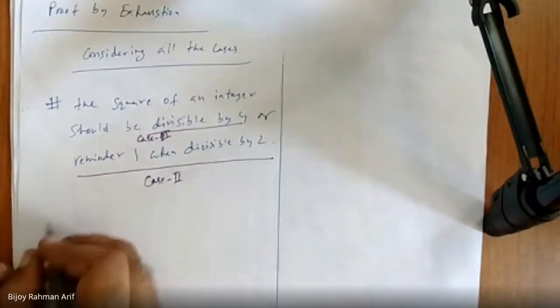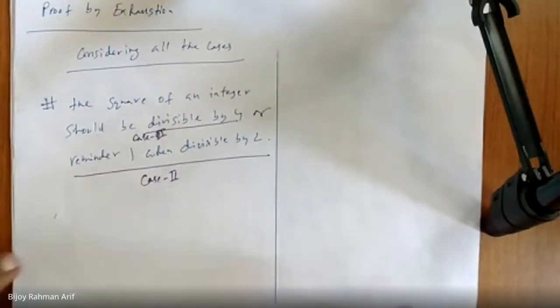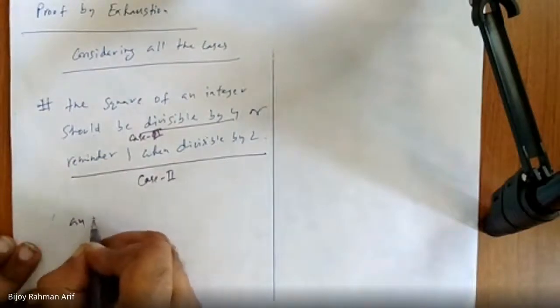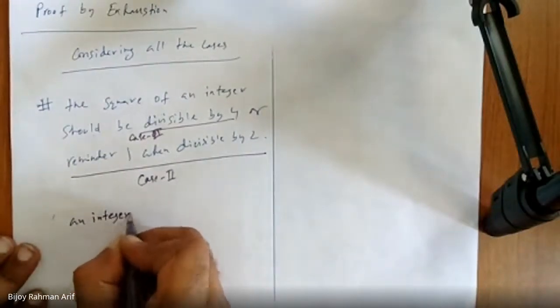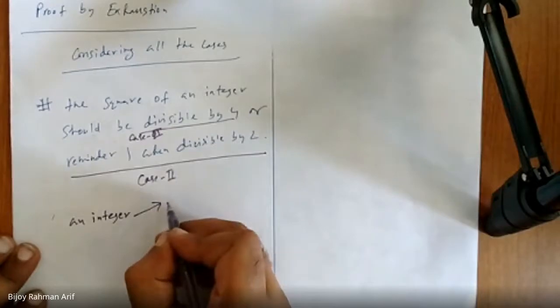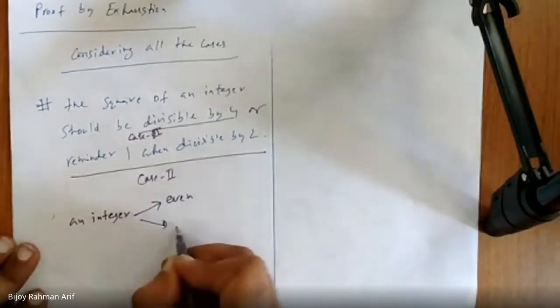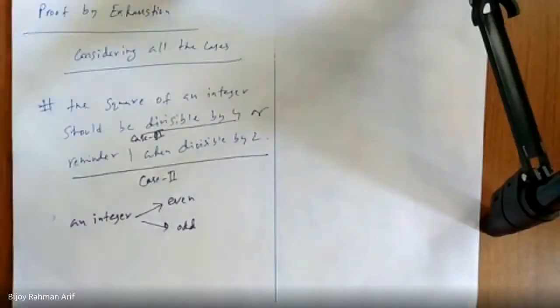Okay, guys. So how can you prove that one? An integer can be what? Can be two types. What are those? It can be even or odd. Do you agree with me on that? An integer can be even or odd. Do you agree with me or not? Yes, sir.